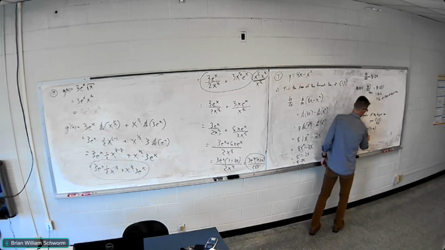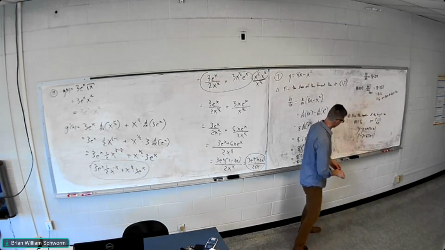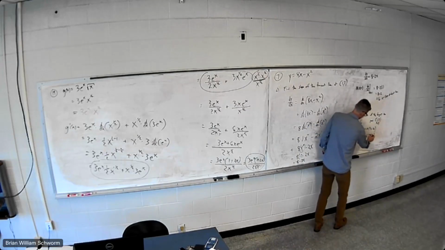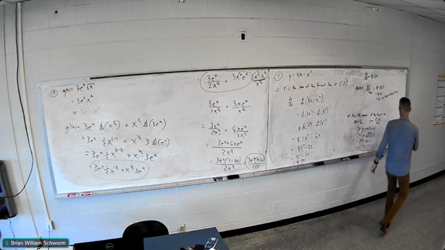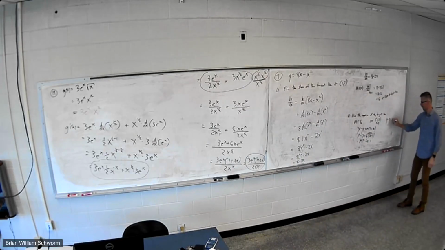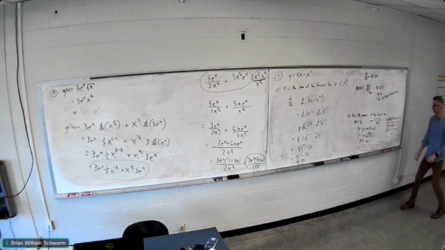y minus 7 equals 6 times (x minus 1). And then to get it in slope-intercept form, distribute the 6: 6x minus 6. Add 7 to both sides. That equals 6x plus 1. There's the equation of the tangent.